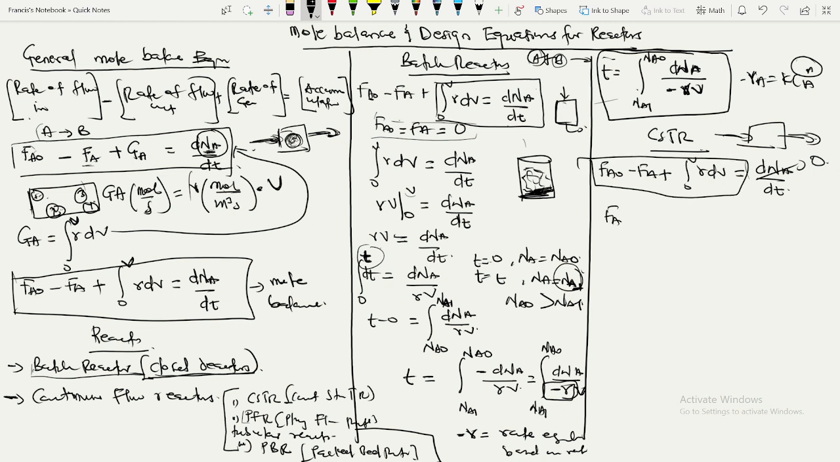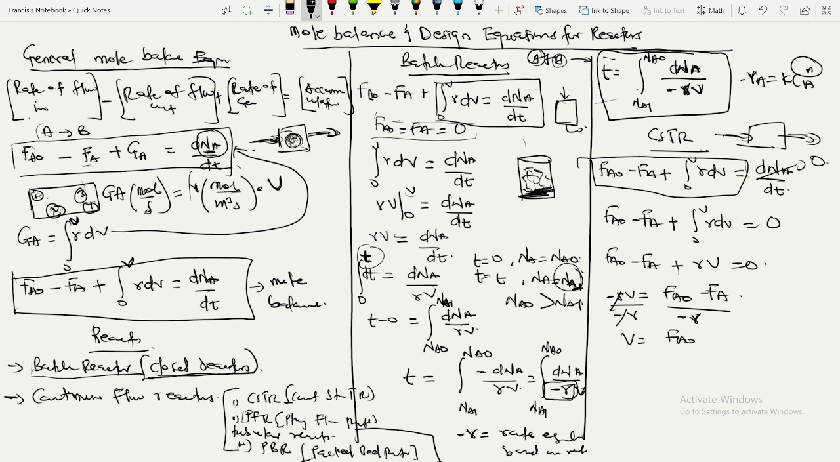So we are left with FA naught minus FA plus the integral from 0 to V of R dV should be equal to 0. When we integrate this part, we are going to get FA naught minus FA plus RV should be equal to 0. So we can transpose this to the right hand side, and then we'll be getting negative RV should be equal to FA naught minus FA. And then we can divide through by the rate. So our V is equal to FA naught minus FA all over negative R.